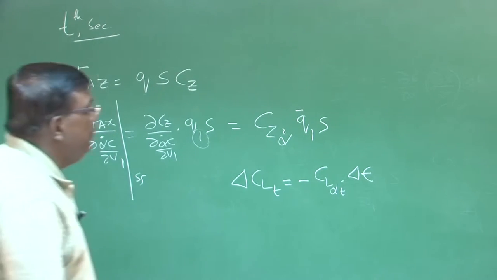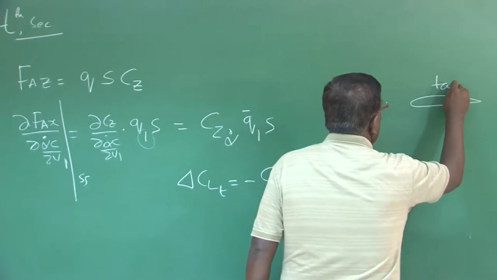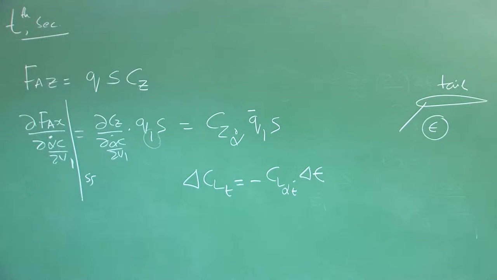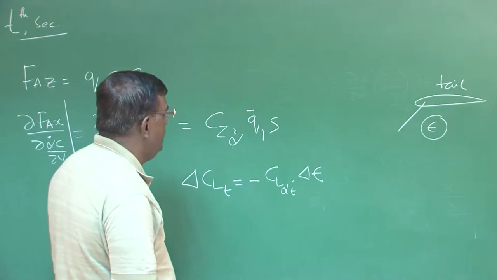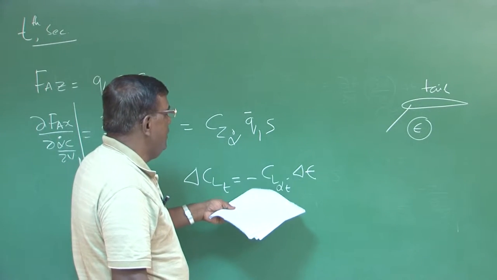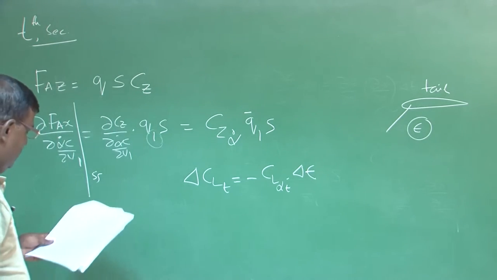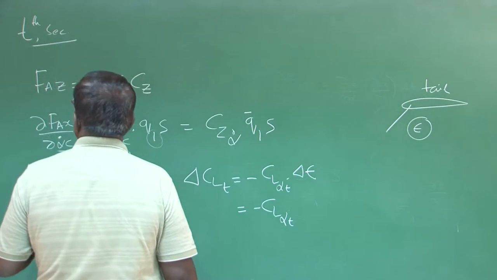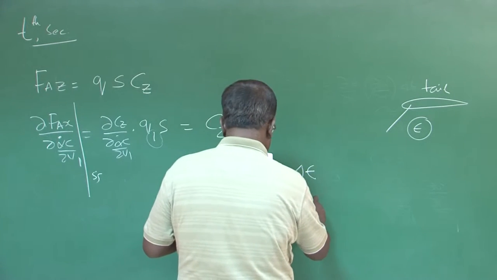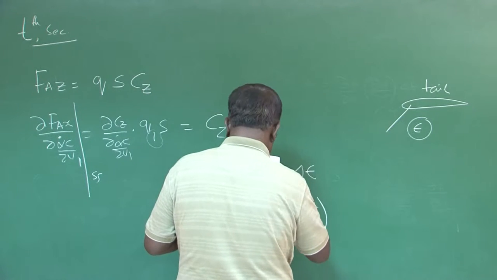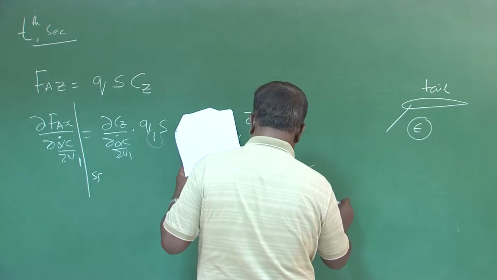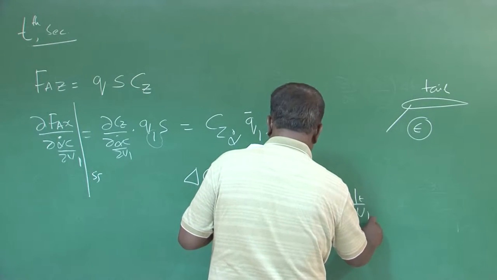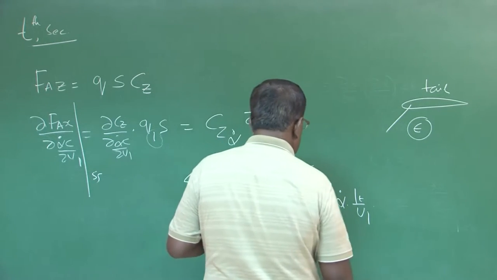Remember, I told you because of wingtip vortices, the tail angle of attack will be reduced by epsilon. So the moment it is reduced by epsilon, there's a reduction in the lift at the tail. So that is why this is minus sign, minus CL alpha tail into delta epsilon. No issues? Now, this I can write as minus CL alpha tail, and for delta epsilon, we have derived an expression. We can write it as d epsilon by d alpha into alpha dot into Lt by u1, delta CLt.